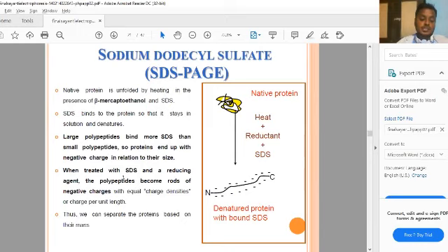to their size. And when treated with SDS and its reducing agent, the polypeptide becomes negatively charged with equal charge density, or charge per unit of length. Thus we can separate the proteins based on their masses, not heat and pH. The native protein can be separated, or denatured protein, from the N terminal to the C terminal.